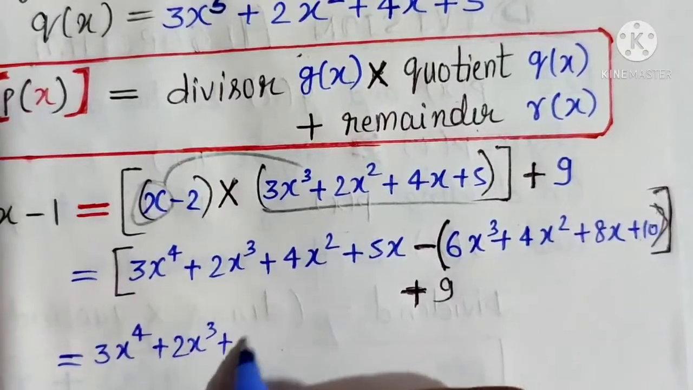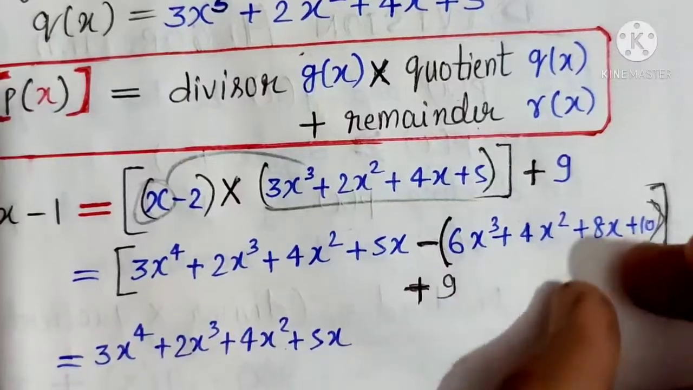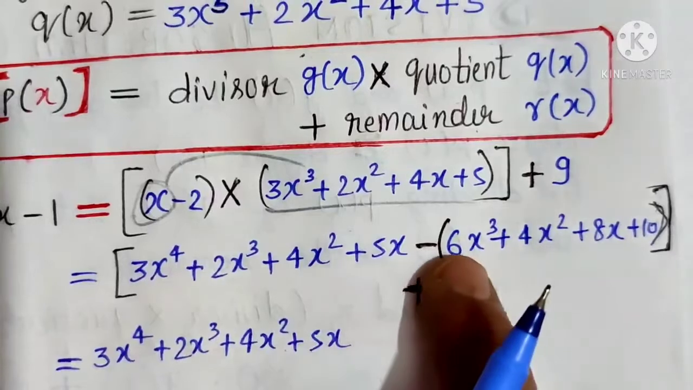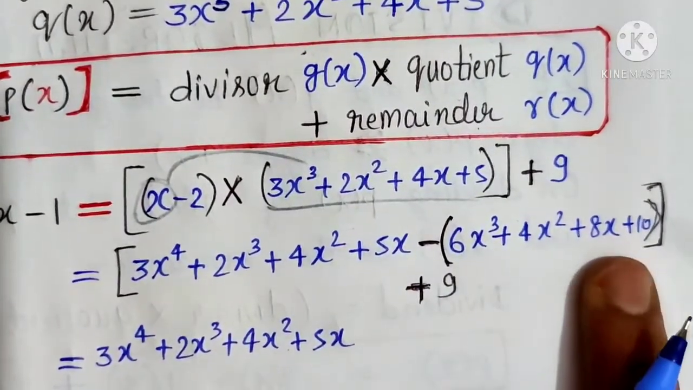2x cube plus 4x square plus 5x. Now we will open this bracket. Outside what is there? Minus sign. So all signs will change. Whatever plus becomes minus, whatever minus becomes plus. So all are plus signs, so they all become minus signs.